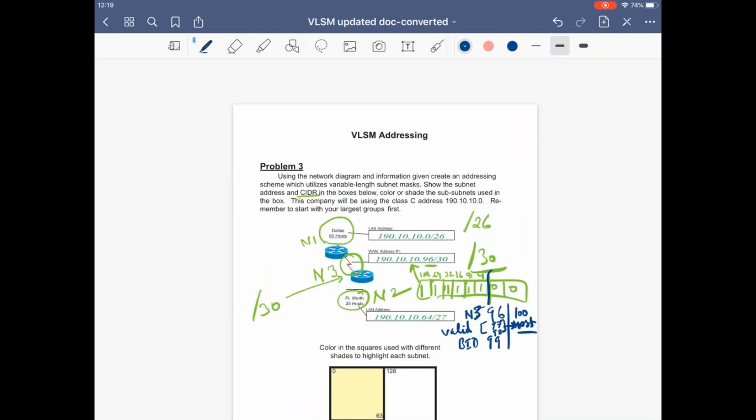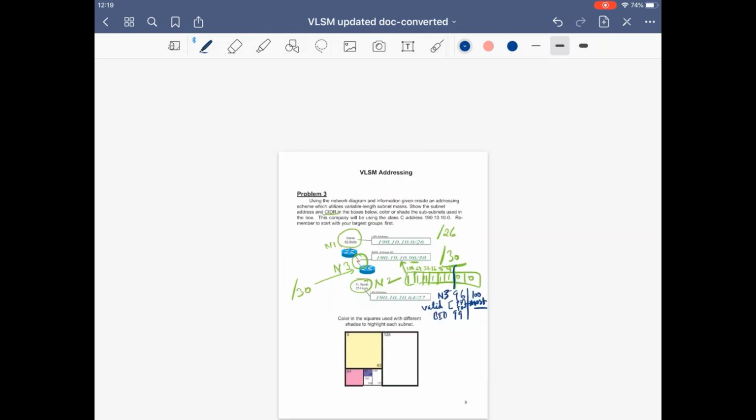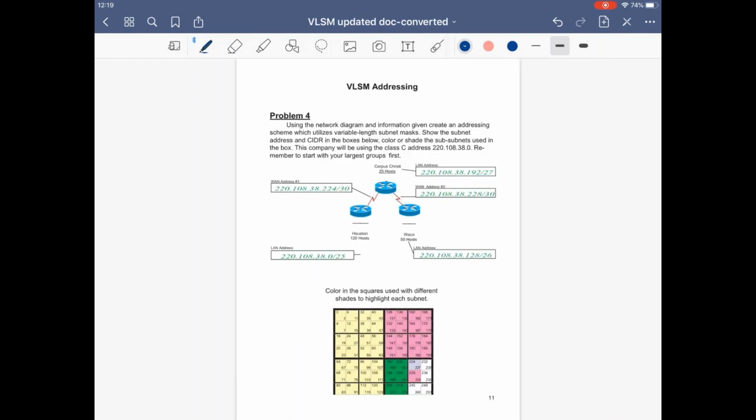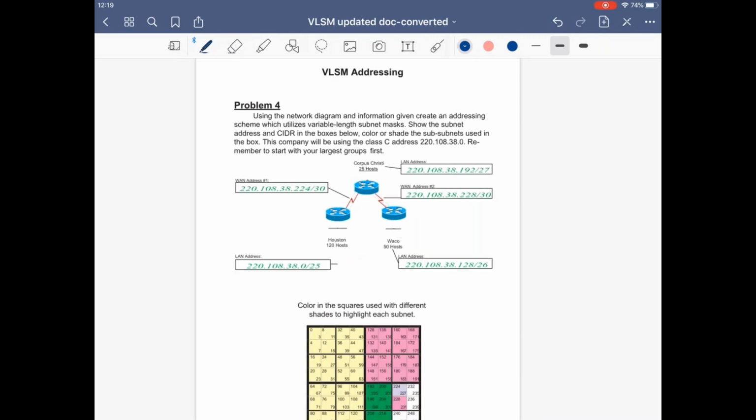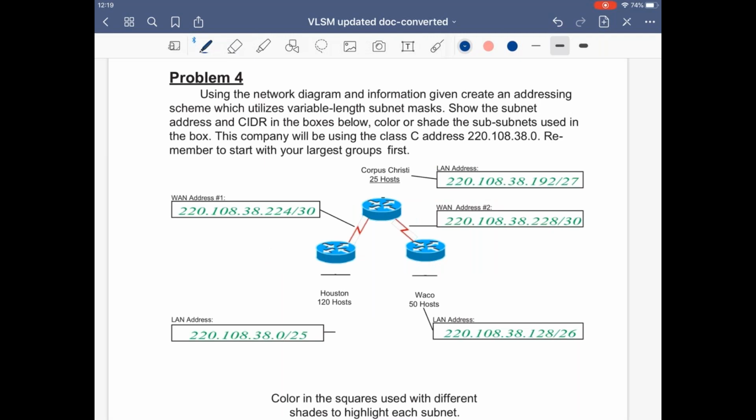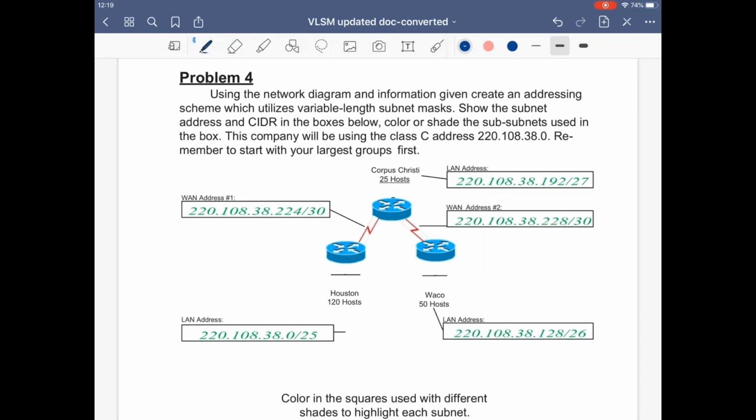Okay, one more. This one is again a big network. There are 5 networks here. So let me start with the first one. I will have to start with the highest one, which is 120.